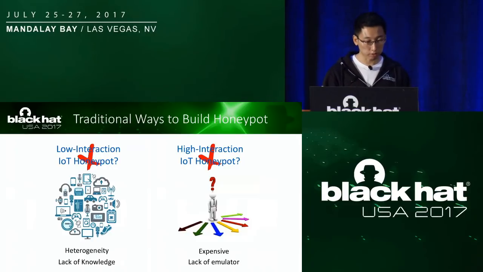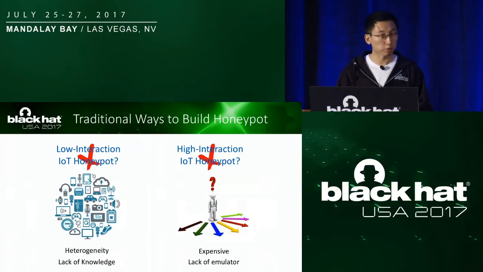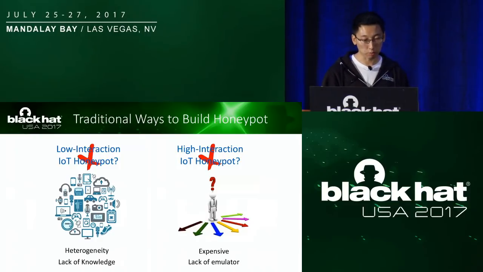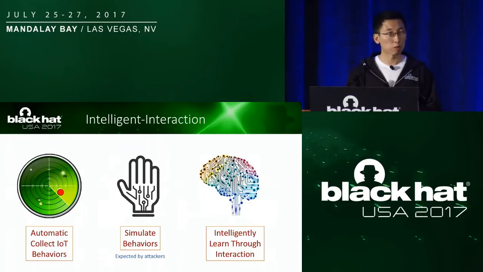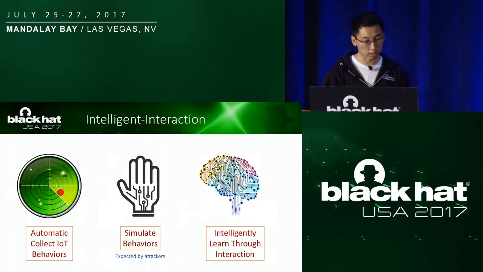So now we are facing a dilemma: none of the traditional ways to build a honeypot can be used in the IoT case. We have to come up with some new way to build a honeypot for IoT devices. Therefore, we propose an automatic and intelligent way to build honeypots for IoT devices with zero knowledge about the IoT behaviors. We call this intelligent interaction.